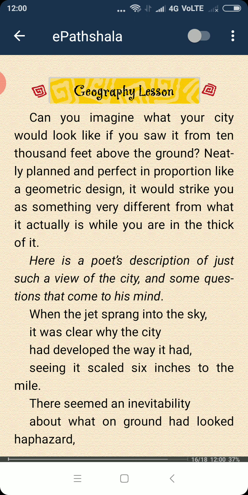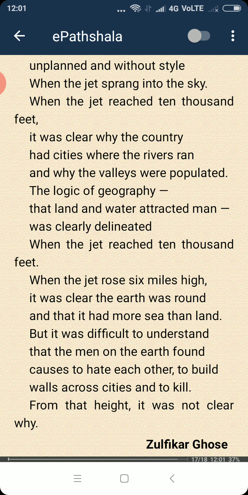When the jet sprang into the sky, it was clear why the city had developed the way it had. Seeing it scaled 6 inches to the mile, there seemed an inevitability about what on ground had looked haphazard, unplanned and without style, when the jet sprang into the sky.